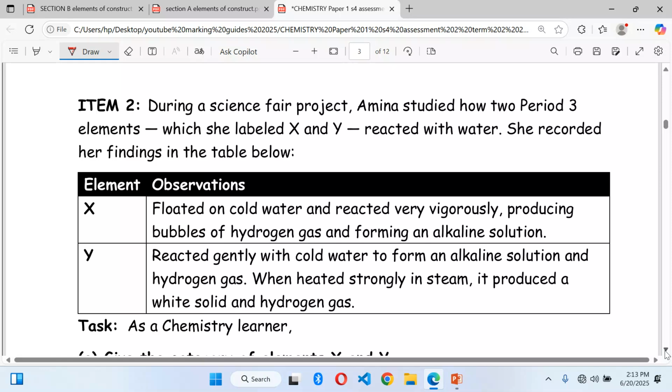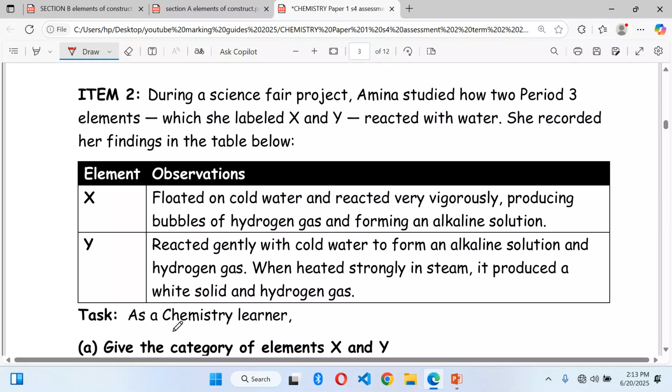Okay. Then they're saying, as a chemistry learner, give the category of elements X and Y. By the way, where do you think this question is coming from? From which area is this question coming from? So you can see these are period 3 elements reacting with water, and we can find this under trends in periodic table. Yeah, trends in periodic table. So you can find there this number and how period 3 elements react with water.